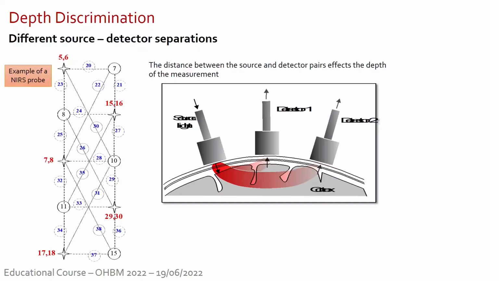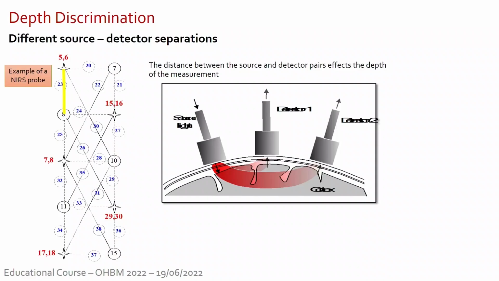As we said, sorry, this turns out a bit weird, but basically, in this image, we just wrote source here, detector 1, detector 2, and this is the cortex. As I just said before, we flashlight from the source to the detector, and of course, how far the detectors are matters to understand how deep the light goes into the cortex, right? So the distance between the source and the detectors has an impact on the depth of the measurement.